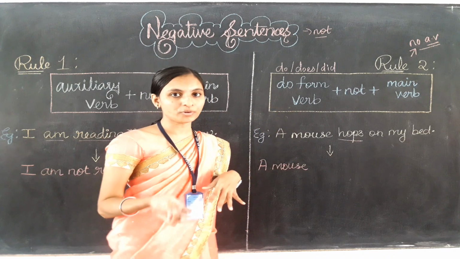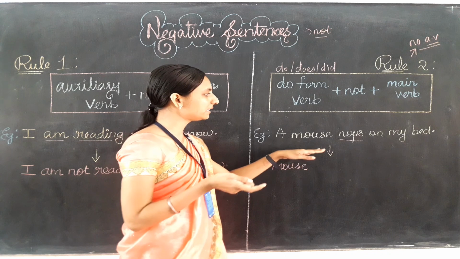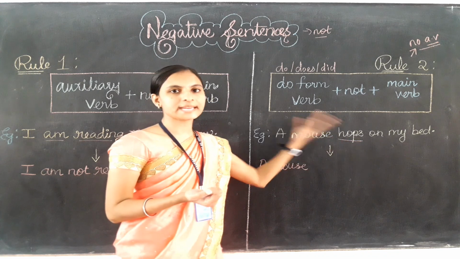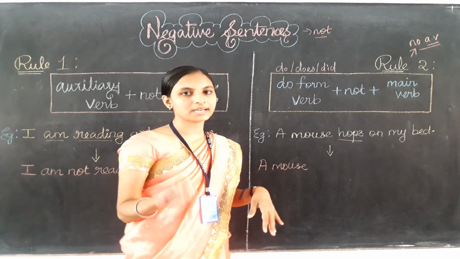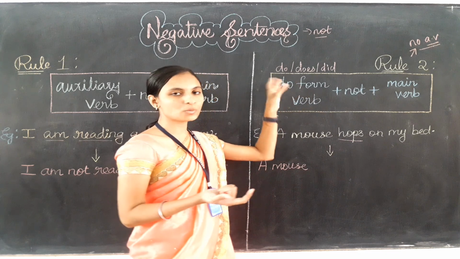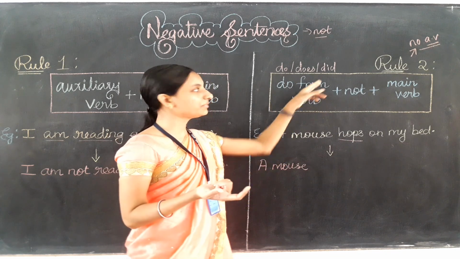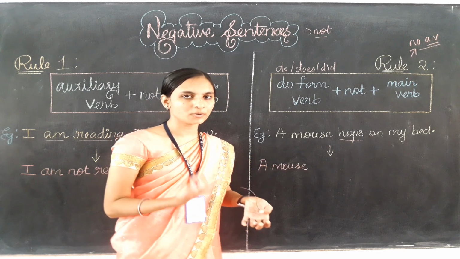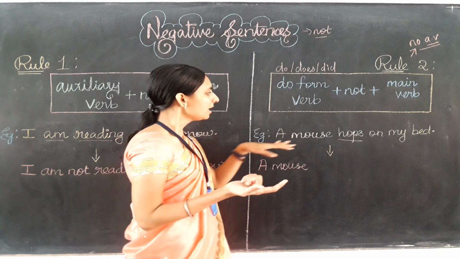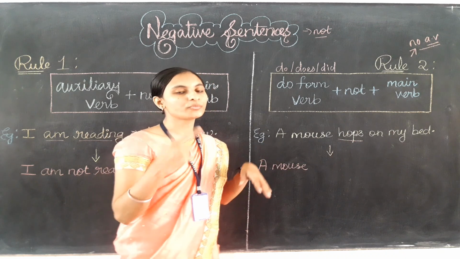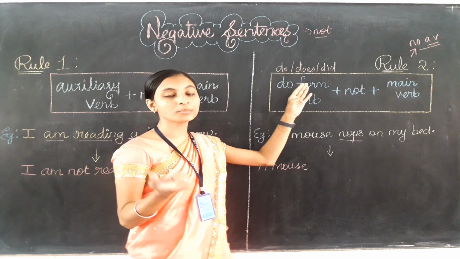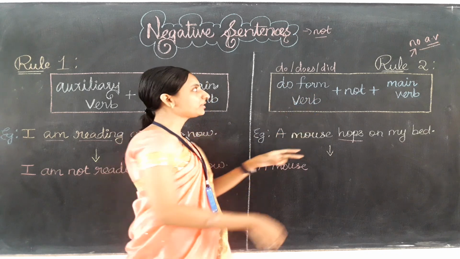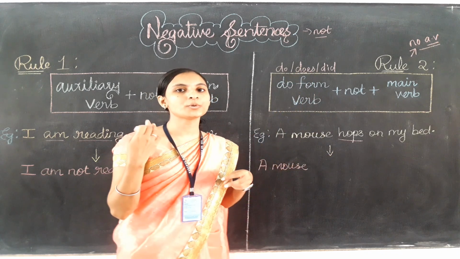After writing a mouse, I need to use a do form verb. Before using it, you need to find out whether this sentence talks about the present time or the past time. You can simply check the main verb. If the main verb is in present time, then we can use do or does. If we talk about the past time, then we need to use did only. Here hops represents the present time, and we are talking about one mouse only. So when we are talking about the present time and a singular noun, which verb will we use from the do form verb family, do or does? Yes, we will use does.